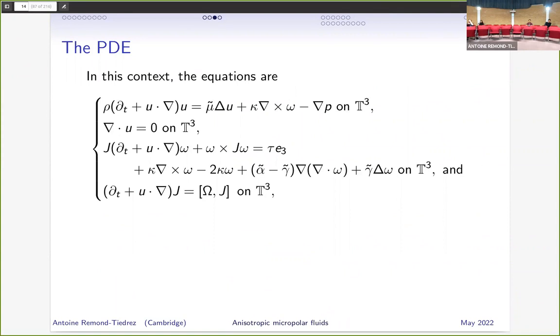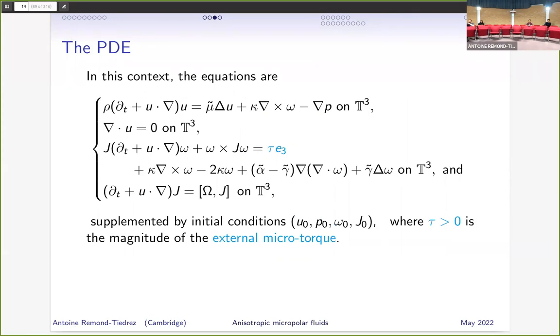So in this context, there's no external force anymore, and there's a constant torque acting on the microstructure, which is just picked in the vertical direction here, because the whole thing is frame invariant, so you get to choose a direction. Doesn't matter. And tau is the strength of the external microtorque.